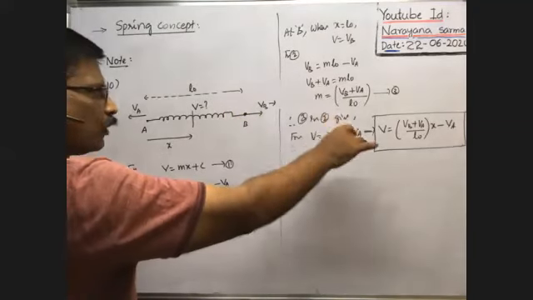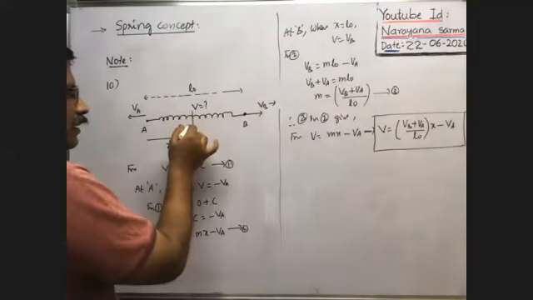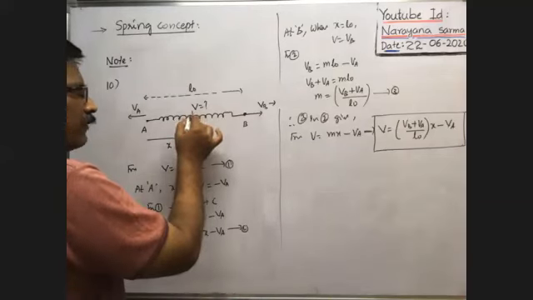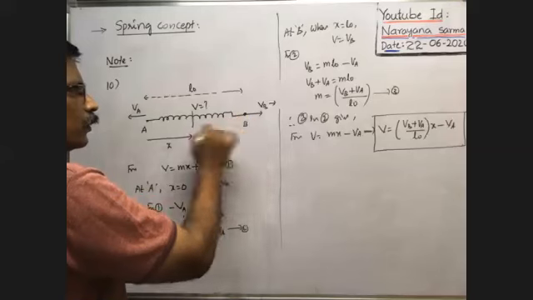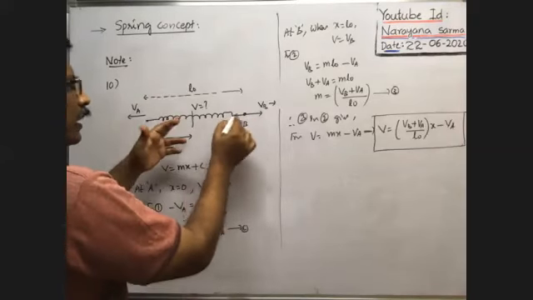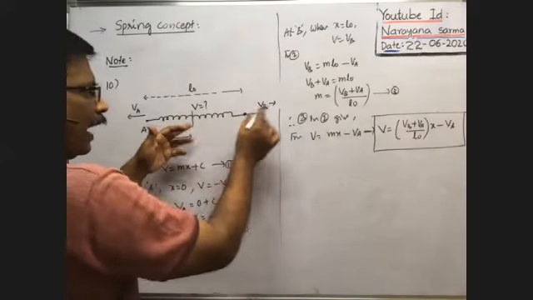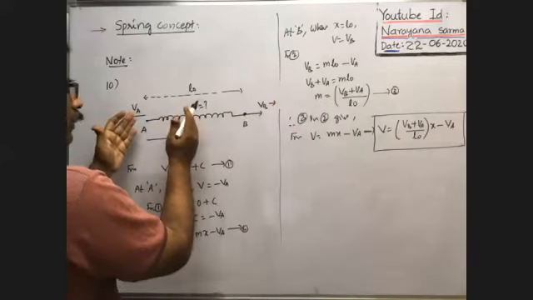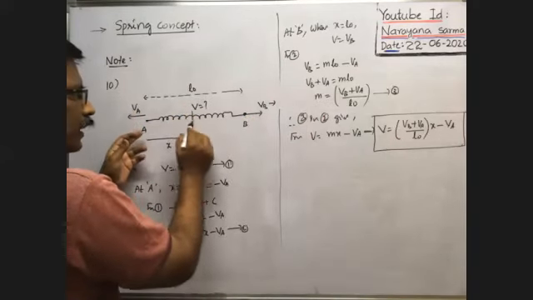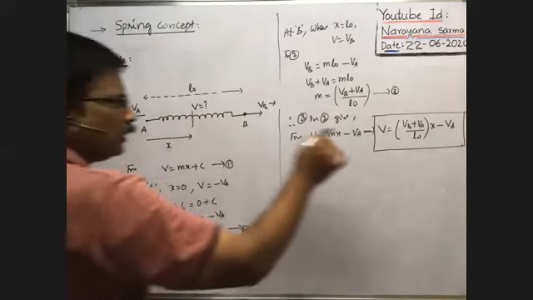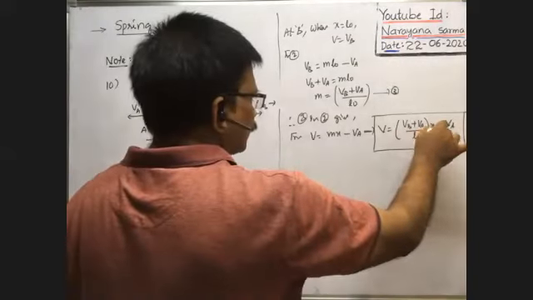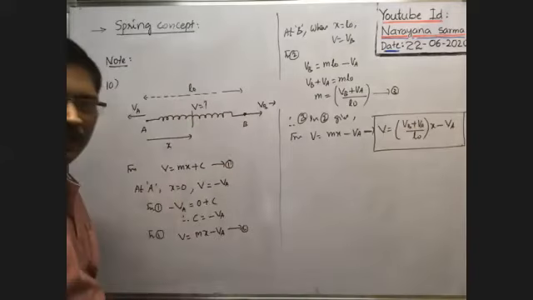We derived this formula by measuring the distance from end A. If they ask for the velocity of the point at a distance X from the end B, then as this formula is derived by taking the distance from A, this distance is equal to L0 minus X. So instead of X, you write L0 minus X and then substitute the X value. In that way, we have to do.